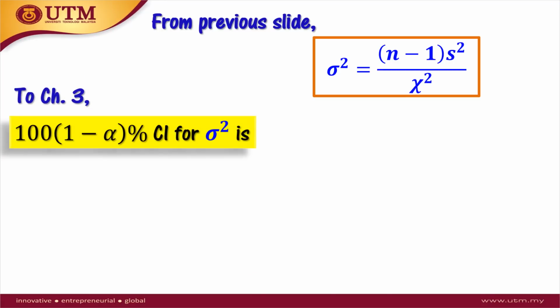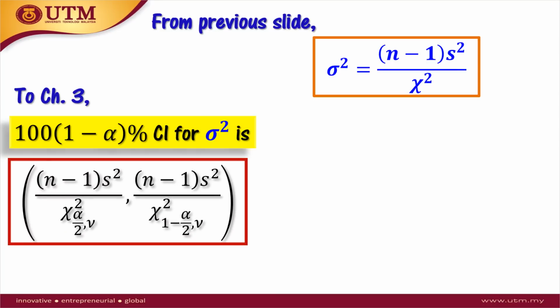Here, the 100 times 1 minus alpha % confidence interval for the unknown population variance sigma squared is given by this expression. The lower limit is n minus 1 times s squared divided by chi squared alpha over 2 nu, and the upper limit is n minus 1 times s squared divided by chi squared 1 minus alpha over 2 nu.